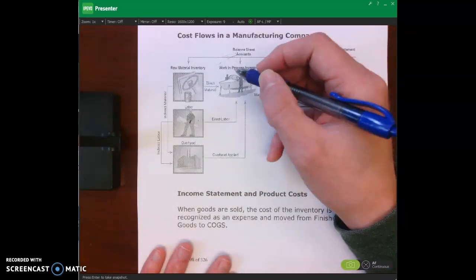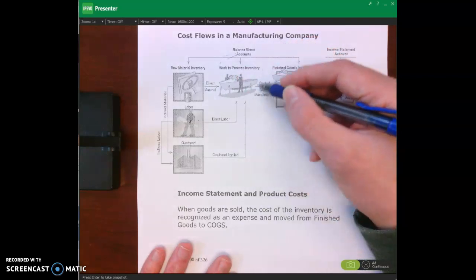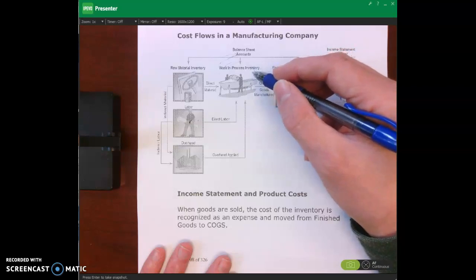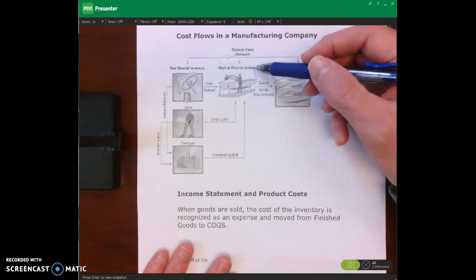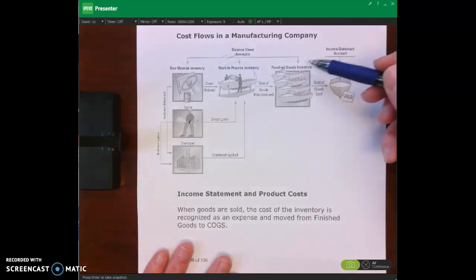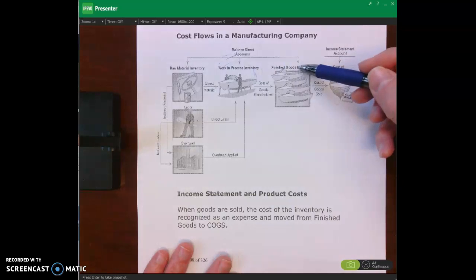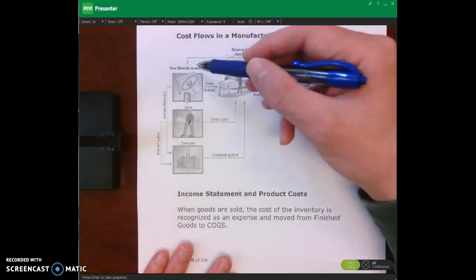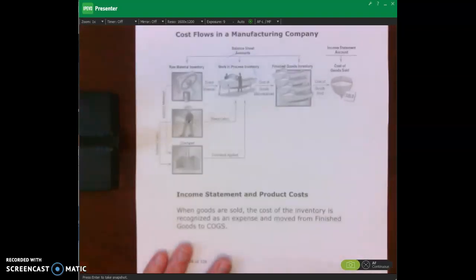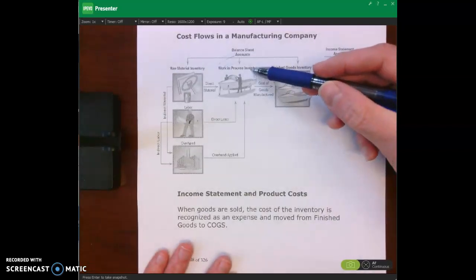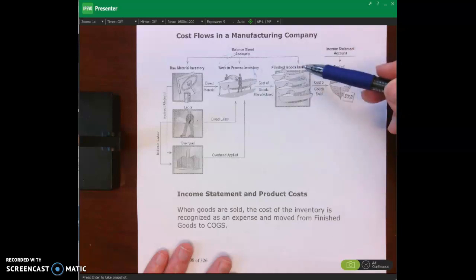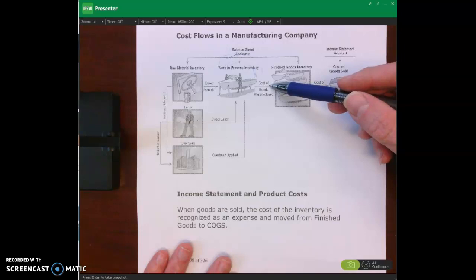Okay? Once we finish the goods, remember, this is the time that we're making that table. Once that table is completed and we've made it, we transfer the costs of making that table from our work in process inventory account to our finished goods inventory account. Remember, finished goods, work in process, raw material are all asset accounts on the balance sheet. They're all current asset accounts. When we finish that table, the cost of making that table that we transfer from work in process to finished goods is called our cost of goods manufactured.